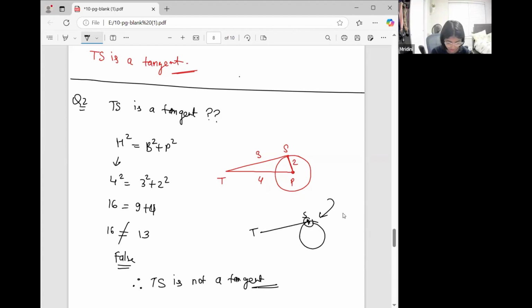Clear? If 3 measurements are given, then they want to know whether you know the concept of 90 degrees or not. So for this TS, it is going to be your tangent. But if this kind of structure is given with 3 numbers, please find out whether it's 90 degrees or not with the help of the Pythagoras theorem.